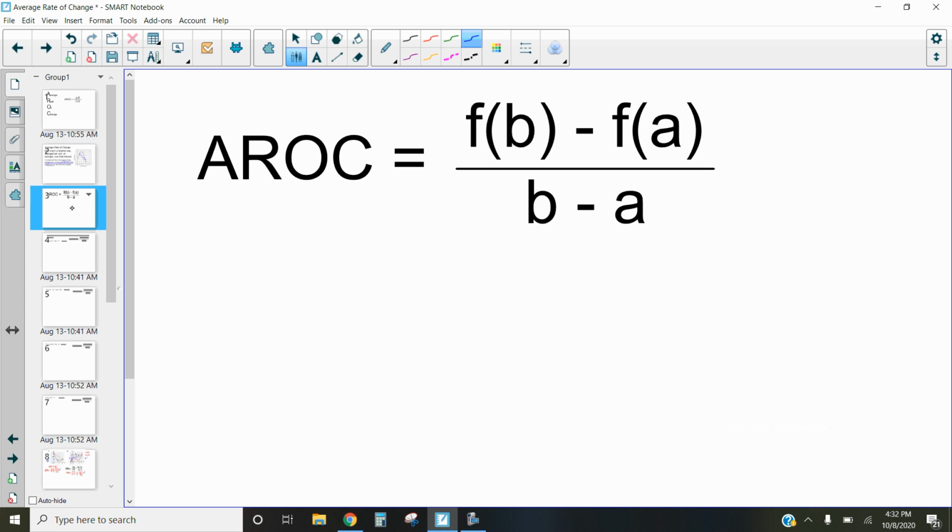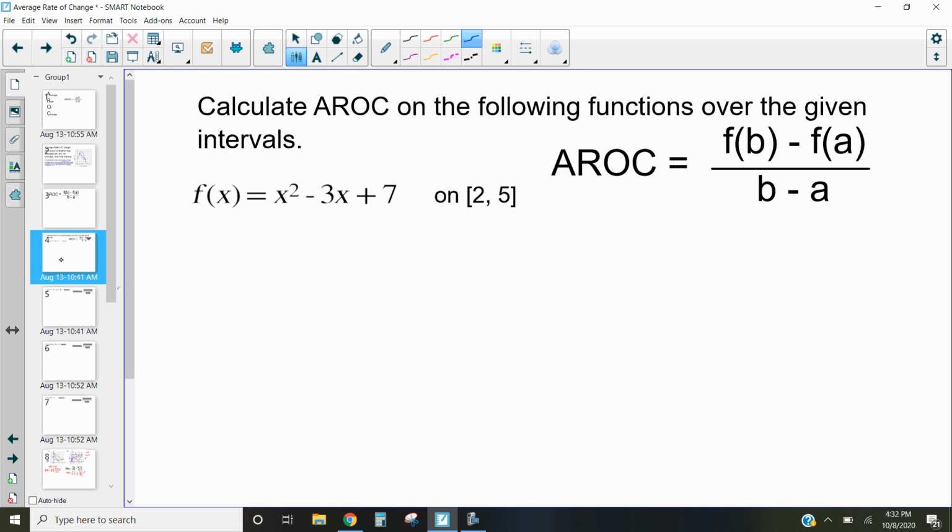So the equation we're going to use here is the average rate of change, or AROC, equals f of b minus f of a over b minus a, where a and b are the two endpoints of our interval. So let's take a look at this first one.